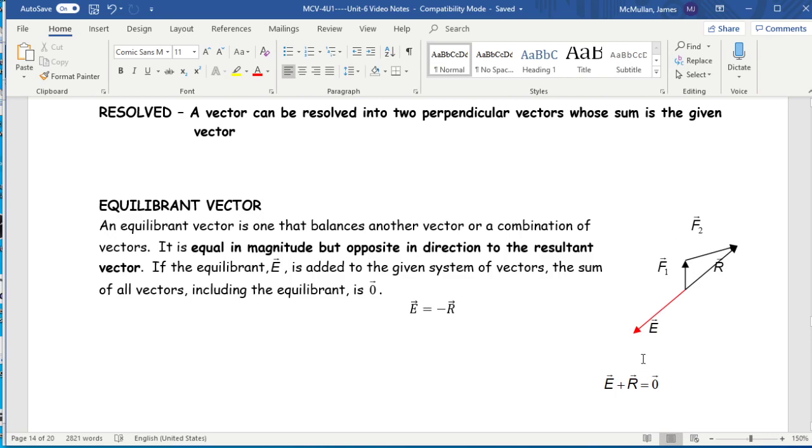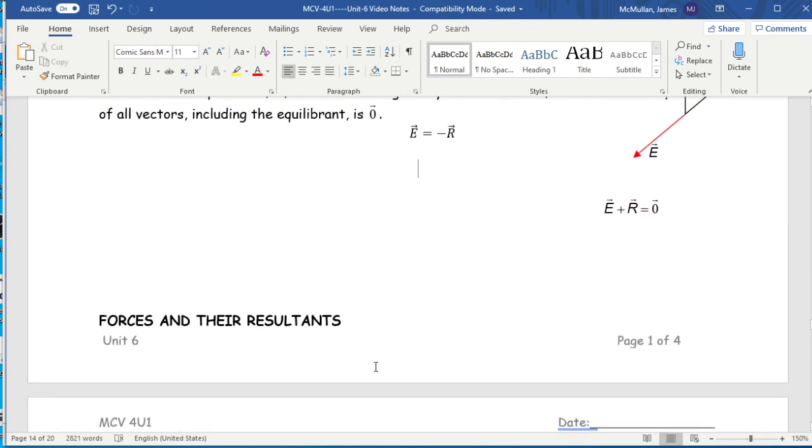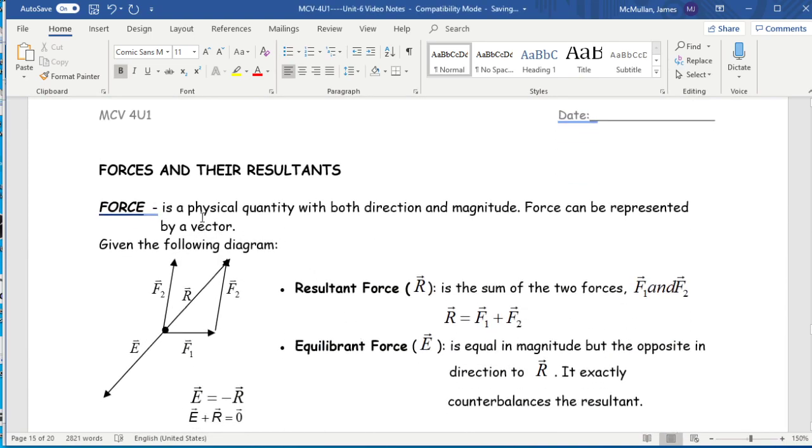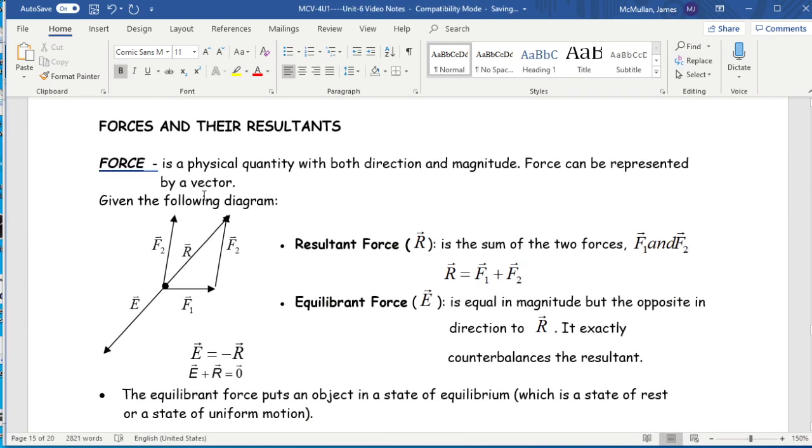E is, you kind of think of it as the opposite of the answer. Whatever your answer is, the E is going in the opposite direction with the same magnitude. Or think of it this way: it's the same as the resultant, but with a negative sign at the front. Okay. Now, forces. So here again, just the picture. If you have a force pulling up and a force pulling to the right, then you have a resultant force going this way. The equilibrant force would be going that way to cancel it out.